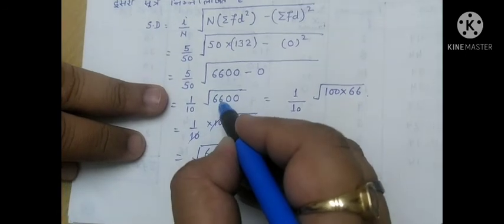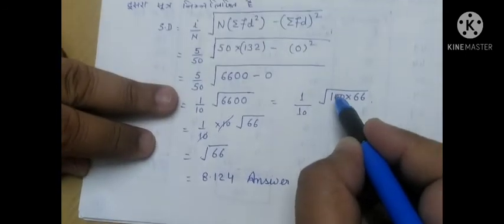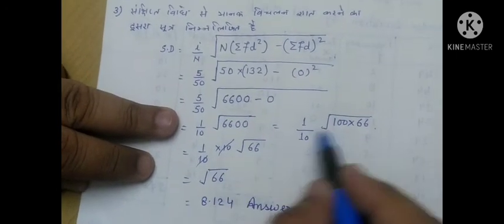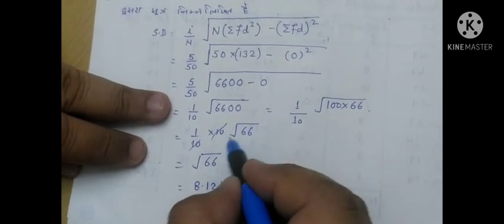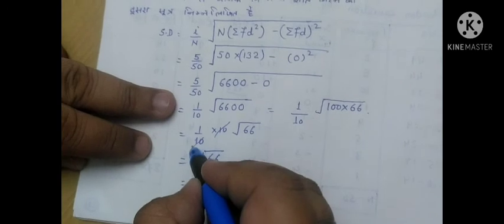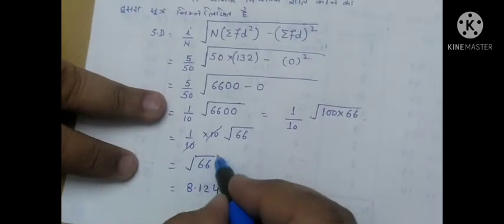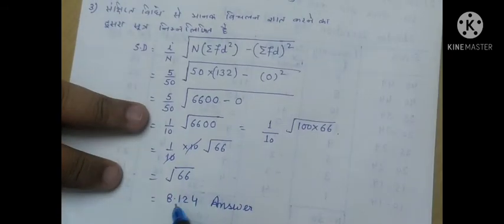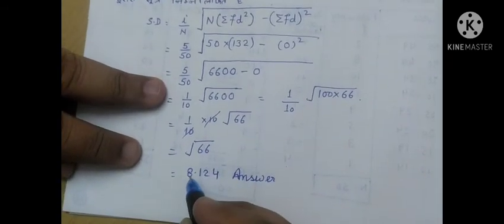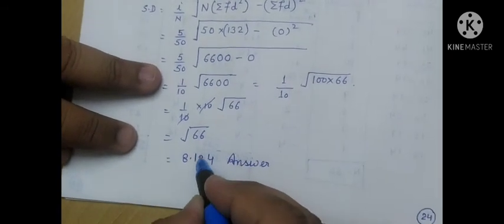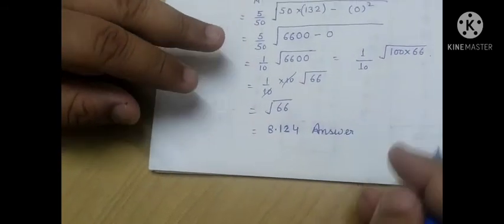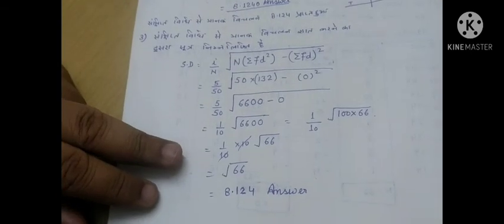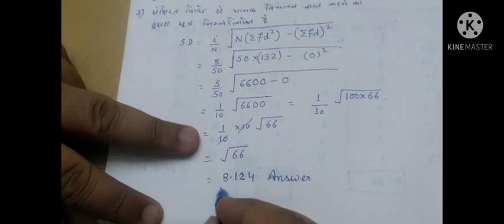We can write 6,600 in this way: 100 into 66. The square root of 100 is 10, so it is taken outside the square root. So 10 cancels this 10. Only the left term is under root 66. So under root 66 I have calculated right now, and it gives us the value 8.124. So for this question I have solved the standard deviation in 3 ways. So this is all about standard deviation.